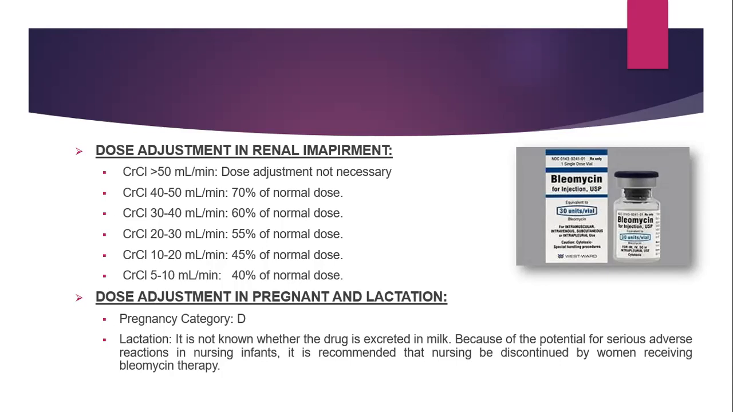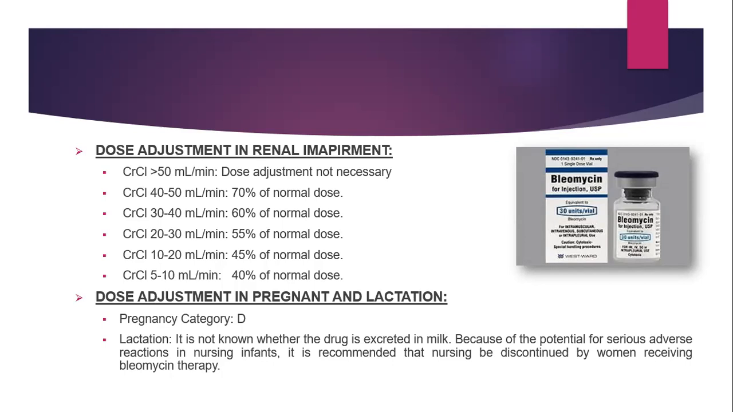But if it is between 40 to 50 ml per minute, then we require 70% of the normal dose. If it is 30 to 40 ml per minute, 60% of the normal dose. If creatinine clearance is 20 to 30 ml per minute, we need 55% of the normal dose.